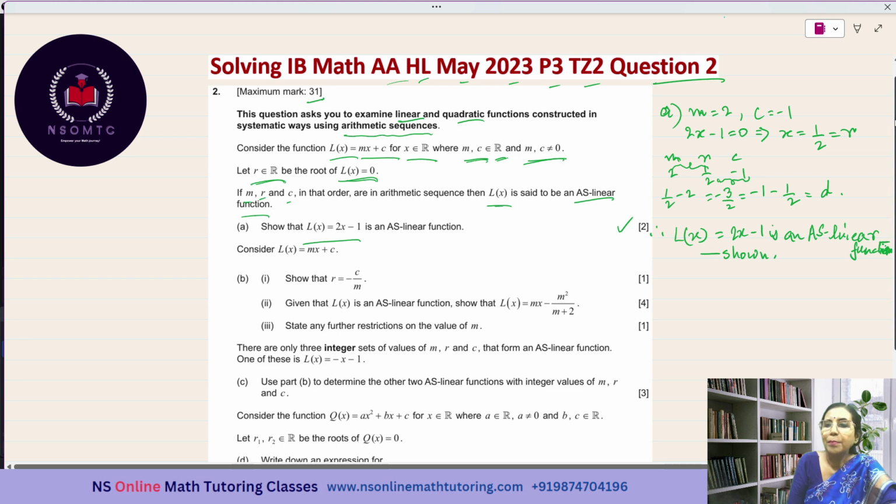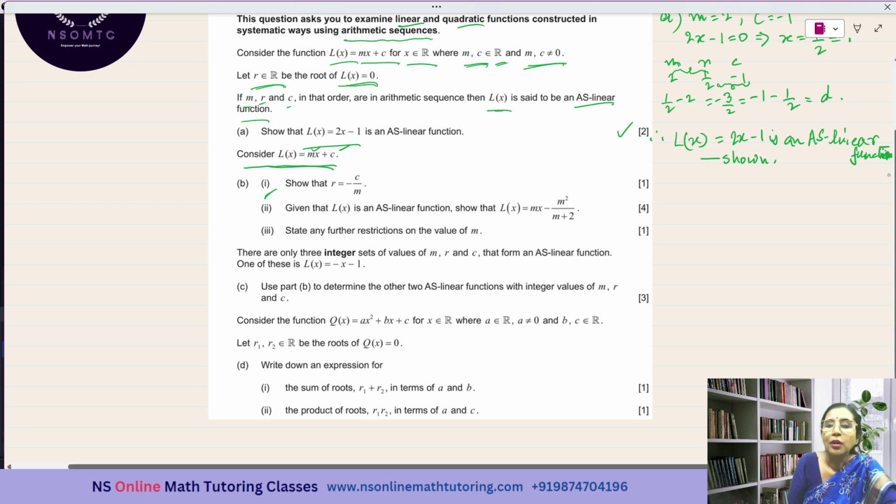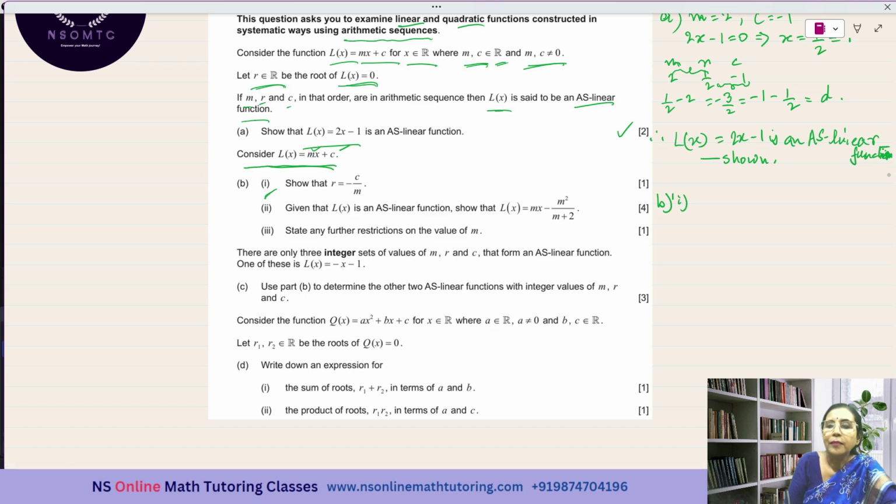Okay. So, coming to subpart B, consider L of x equal to mx plus c. Now, m is a variable, c is also another variable. So the gradient and the y-intercept are not constant numbers anymore. Subpart B has 3 further subparts. First subpart i says, show that r equal to negative c over m. For that, r is the root. So L of x, let me write b and i. L of x equal to mx plus c equal to 0 gives us x equal to negative c over m, which is equal to r. Okay, this is shown. It is just containing a single mark.